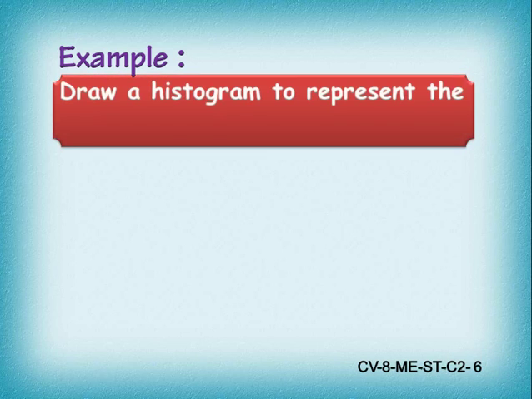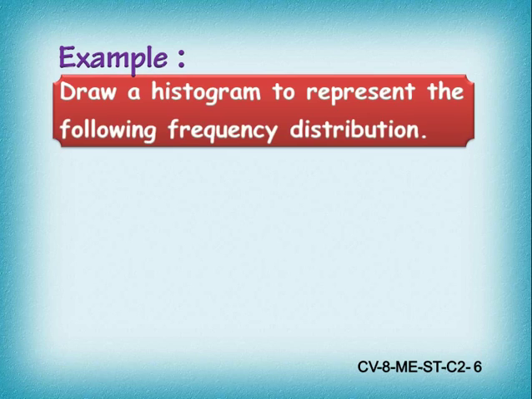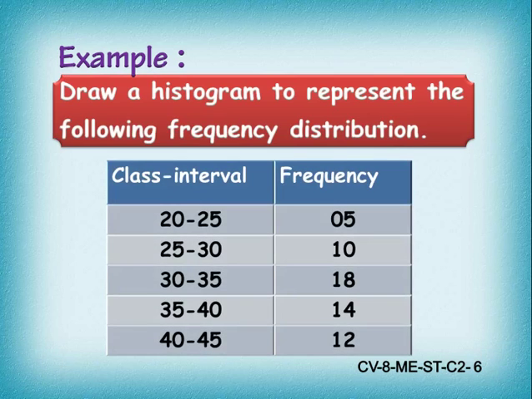Children, to follow this, we shall take up an example. Here is an example. Draw a histogram to represent the following frequency distribution. And here, class interval and frequency are given. From 20 to 25, the frequency is 5. Between 25 to 30, the frequency is 10. Between 30 to 35, the frequency is 18. Between 35 to 40, the frequency is 14. Between 40 to 45, the frequency is 12.